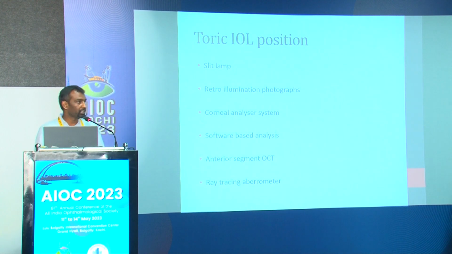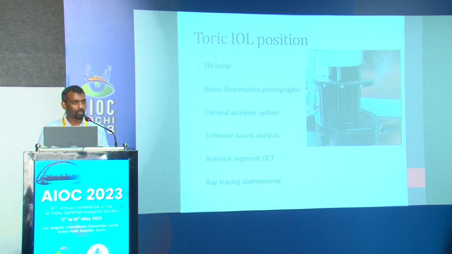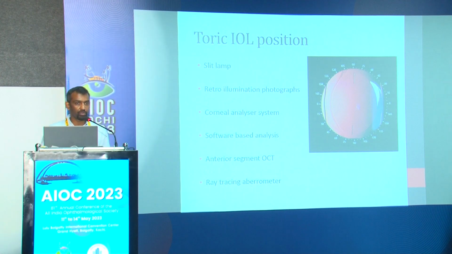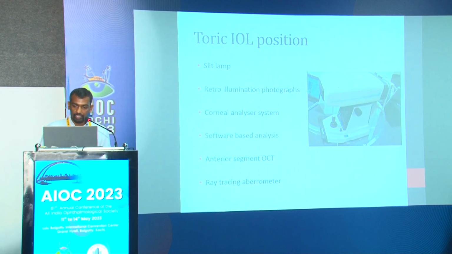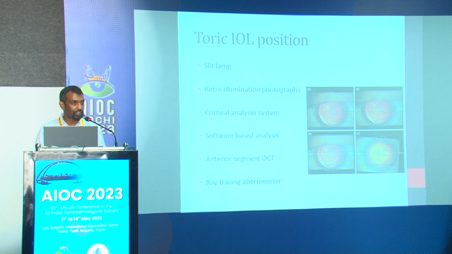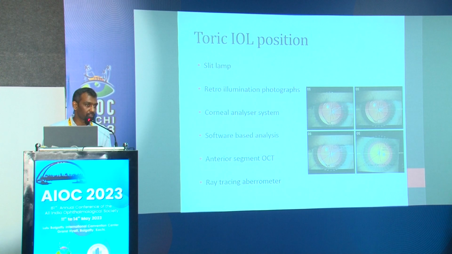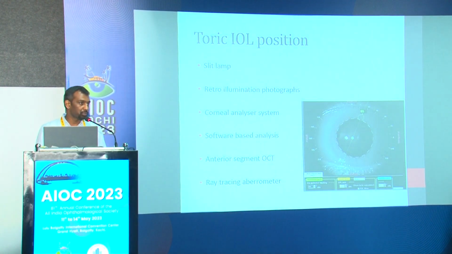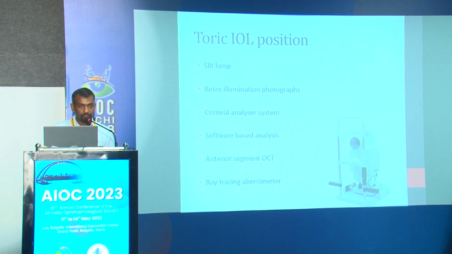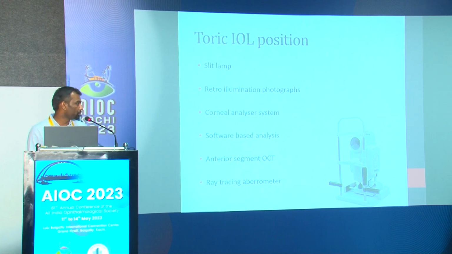So some of the methods to evaluate the position of toric IOL in the postoperative period include the common method, which is the slit lamp method. Then we have retroillumination photographs, which are superimposed on axis markings. Then we have the corneal analyzer system. We have some software-based analysis in which the photographs are uploaded to a software and then they tell you the position of toric IOL. Then anterior segment OCT can be used to assess the position, and ray tracing aberrometer. The advantage of ray tracing aberrometer is it can even assess the position of toric IOL in undilated pupils.